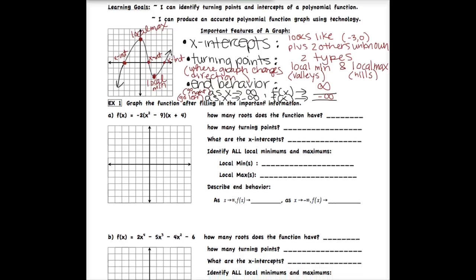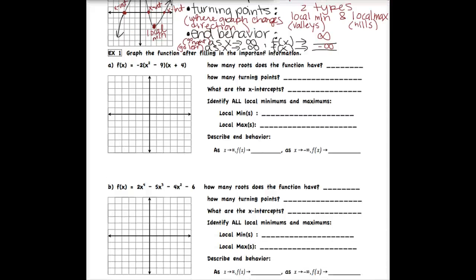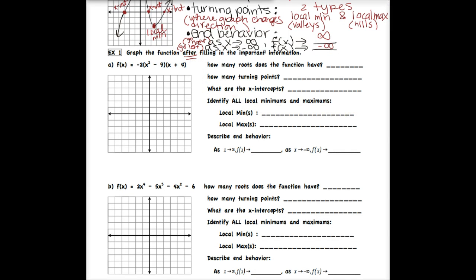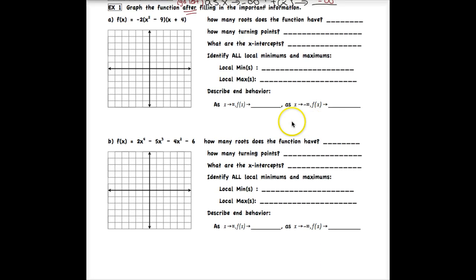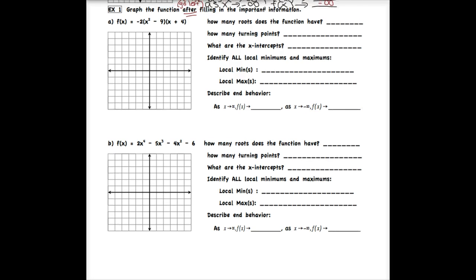So the directions say graph the function after filling in the important information. So notice it says after filling in the important information. So you fill in the information first, and then you use the information to produce your graph. So, how many roots does the function have? Well, we learned in section 6.7 from the fundamental theorem of algebra that whatever the degree of the function is, that's how many roots or solutions it should have. Now, because this is written in multiplied form, you might not know right off the top of your head.